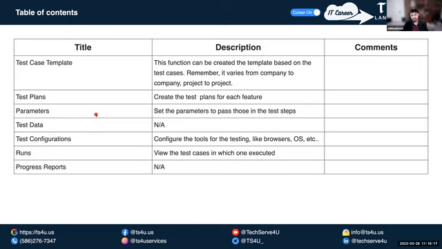Parameters, as we mentioned, means you are sending multiple sets of data to test the same functionality. That's called the parameter. So you have two options. Whatever we did on the Postman, same thing here as well. No changes. Test data, whatever we have done on the Postman, the same. Test data is based on the understanding of the application. No change. Test configuration is actually the change in the GUI testing.